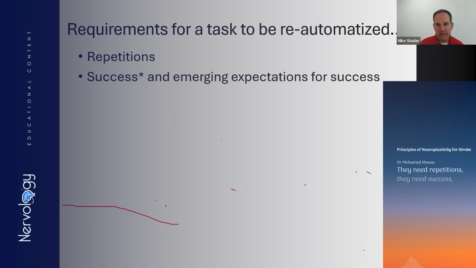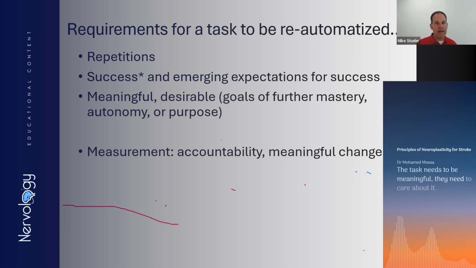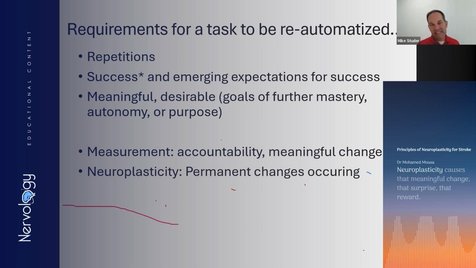They need repetitions. They need success. The task needs to be meaningful. They need to care about it. And we give them a degree of measurement that shows them how well they're doing and continues to show them how well they're doing as they are exhibiting a meaningful change. Neuroplasticity causes that meaningful change, that surprise, that reward. Oh my gosh, I nearly did as well when you distracted me. That causes that to be a significant moment in time and causes the individual to consolidate the learning at night.